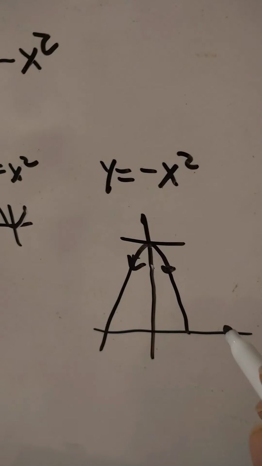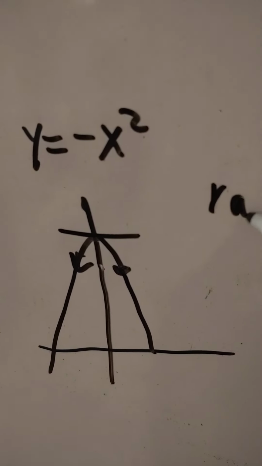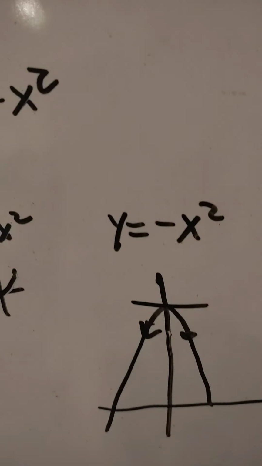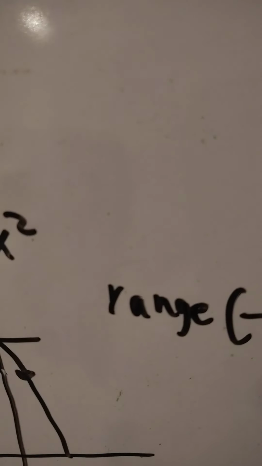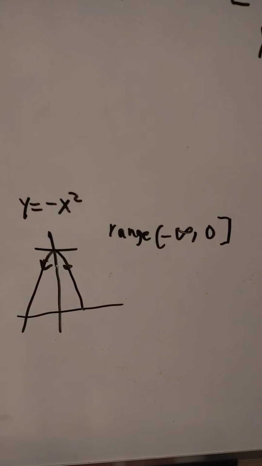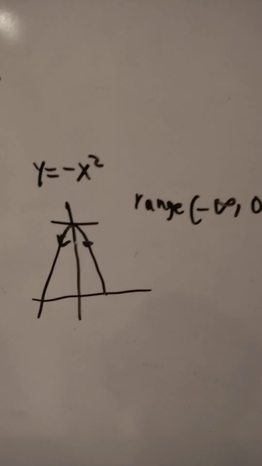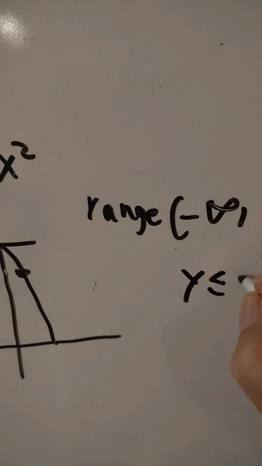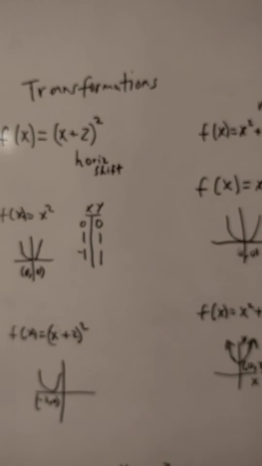So the range is going to be, go low to high, negative infinity to, what's the highest y coordinate? Isn't that going to be 0? Square bracket. So that's the range for y equals negative x squared. I could also write it like this, using the variable y is less than or equal to 0. Okay, so that's good for the transformations.